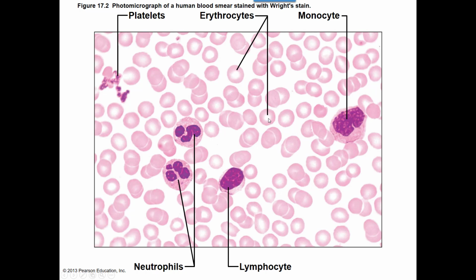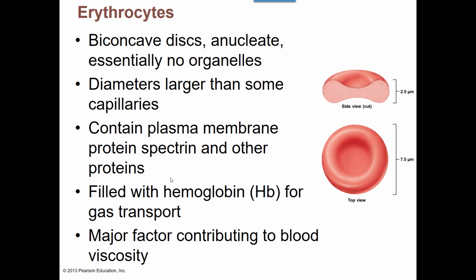Mixed among all these red blood cells, you can find several of our white blood cells or our platelets as well. Now, the most abundant are our red blood cells, our erythrocytes, which again means red cells. And again, they're really thin in the middle. They're called biconcave discs, which means they dip in on each side. They don't have a nucleus. They're anucleate. That's one of the main reasons they dip in. The nucleus is the biggest organelle inside the cell. They're missing it. They're also missing most organelles as well. Diameters are larger than some of the capillaries, which means they can't always fit by themselves.